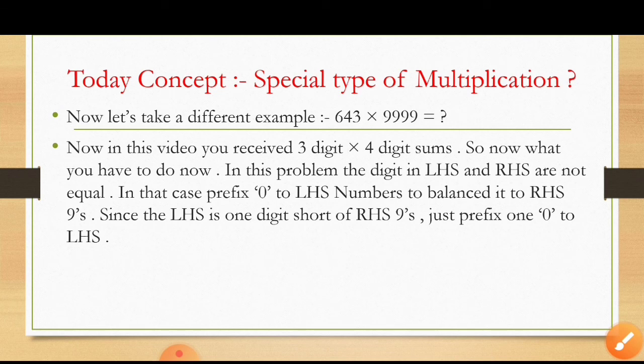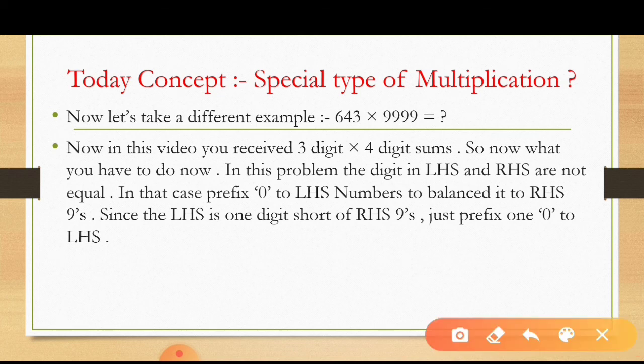Now in this lecture you receive here 3 digit into 4 digit sums. So now what you have to do? Now in this problem the digits in the right hand side and left hand side are not equal. In this case you have to prefix 0 to the left hand side number, so that it balances the right hand side, which is in the series of 9. Since the left hand side is 1 digit short of the right hand side 9 series, just prefix 1 zero in the left hand side. Okay, these all lines I explained to you just now.